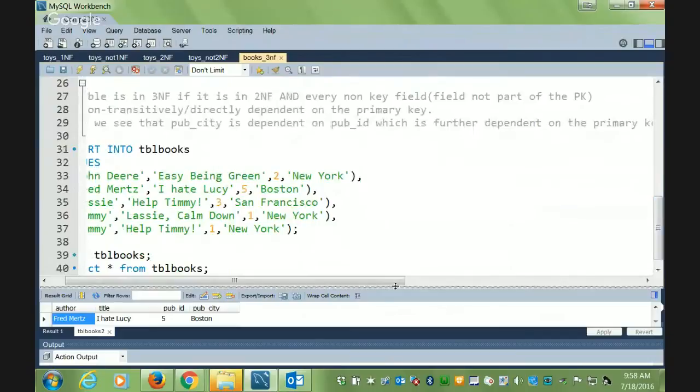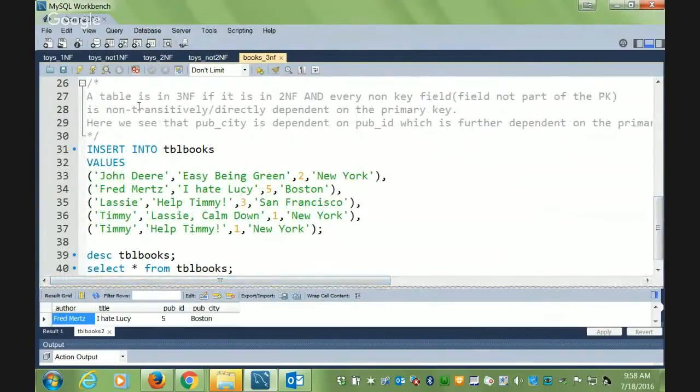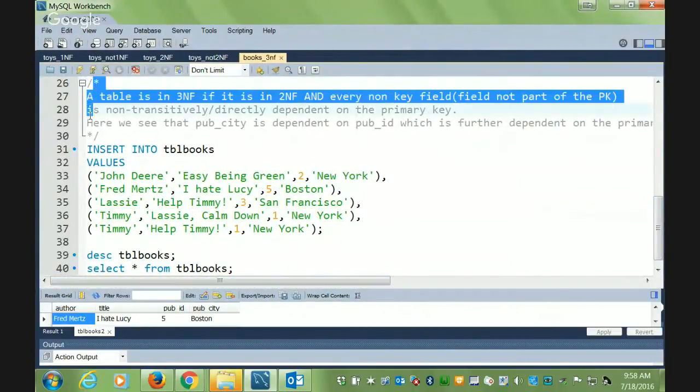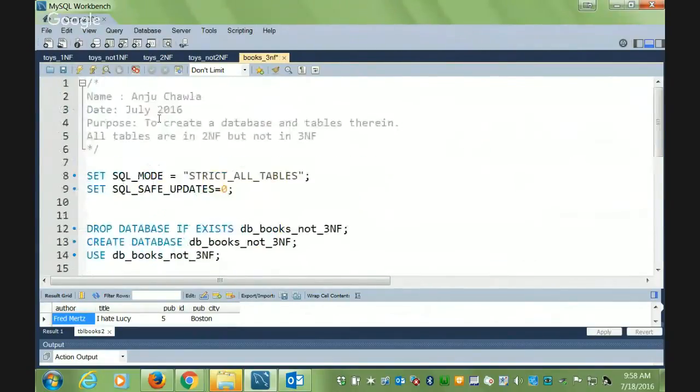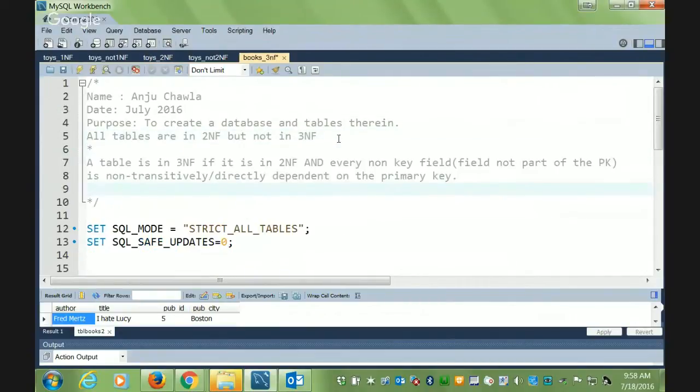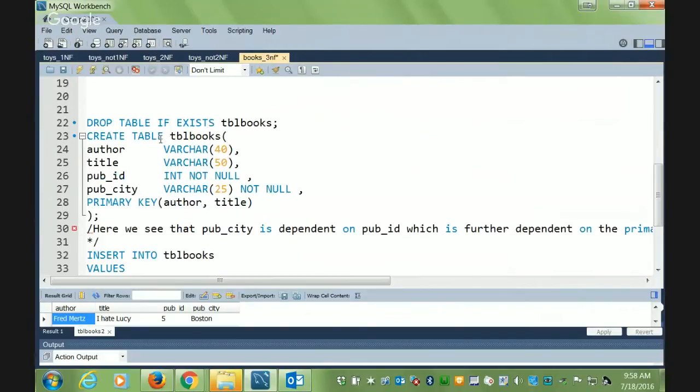So you can, again, if you like, take the definition of this, a table is in, and just put it in, just so that you have it. And of course, we will now convert it all into third normal form. We'll do it. So once you do this, all your tables will be in third normal form. Okay, so let's see what can be done.